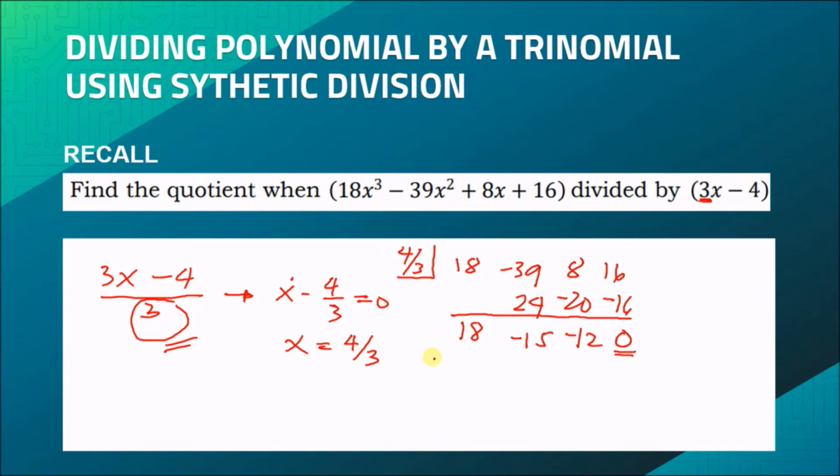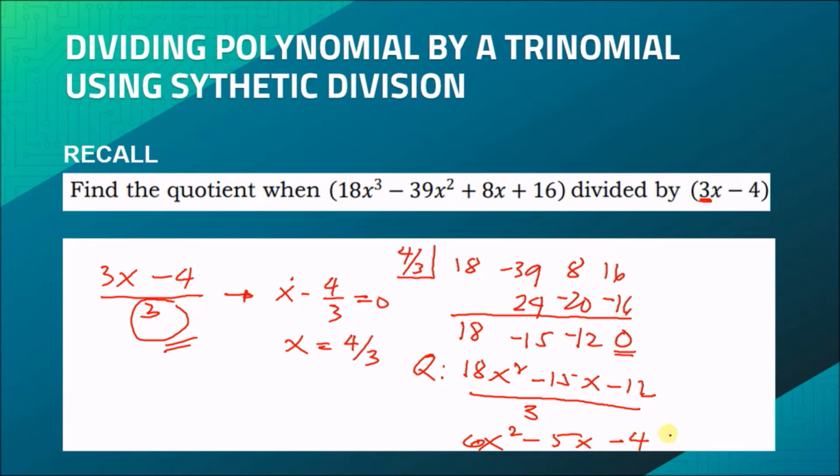Again, balik tayo sa quotient. Our quotient is basically 1 lesser than the degree of our dividend according to the rule. Kaya magiging 18x squared minus 15x minus 12. And this is temporary because we divided 3 from our divisor a while ago. Kaya magdi-divide din tayo ng 3 dito. Hanggang sa ma-find out natin that the answer or the final answer is actually 6x squared minus 5x minus 4. And this is our final answer for this given problem.